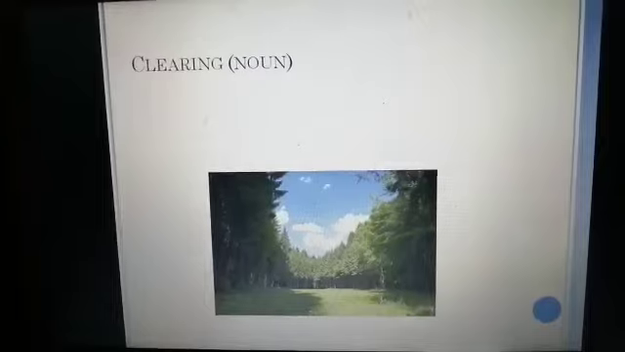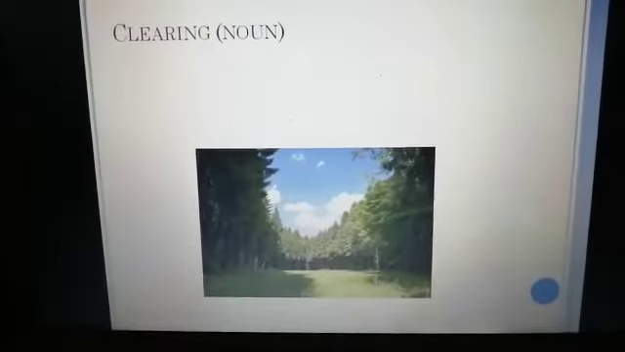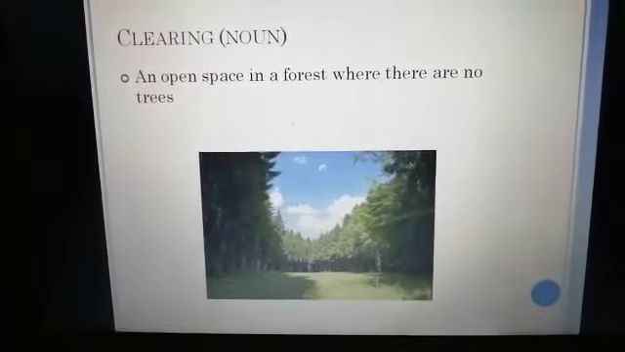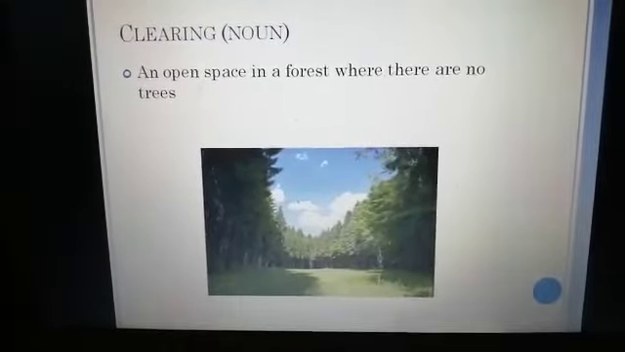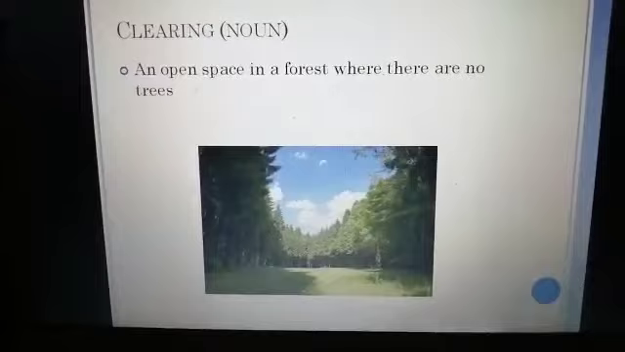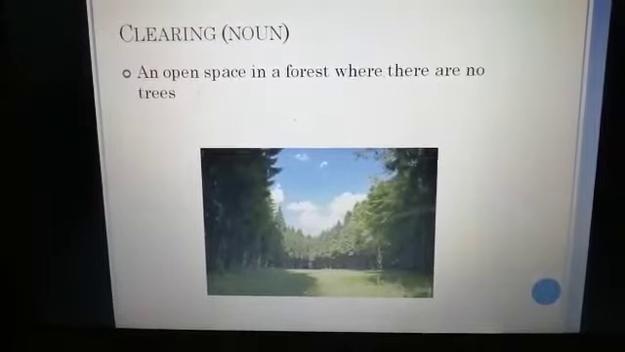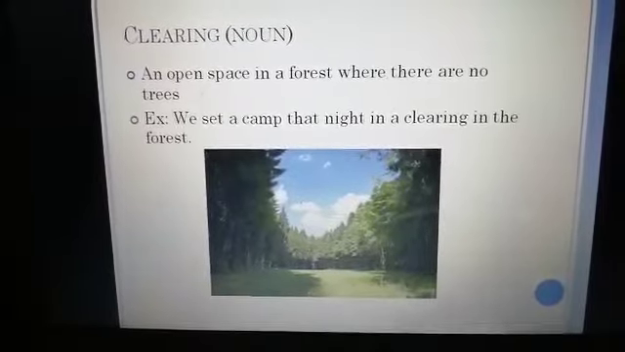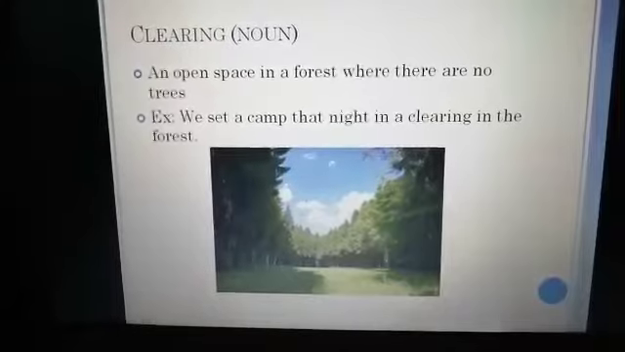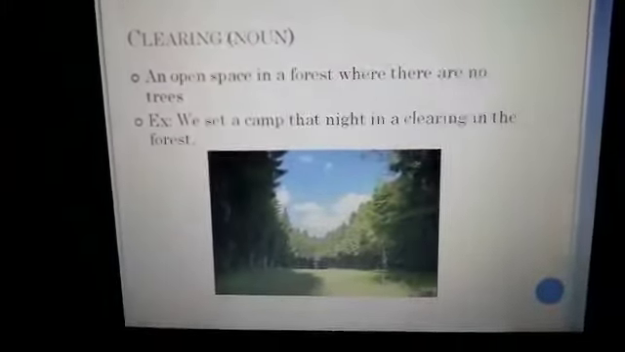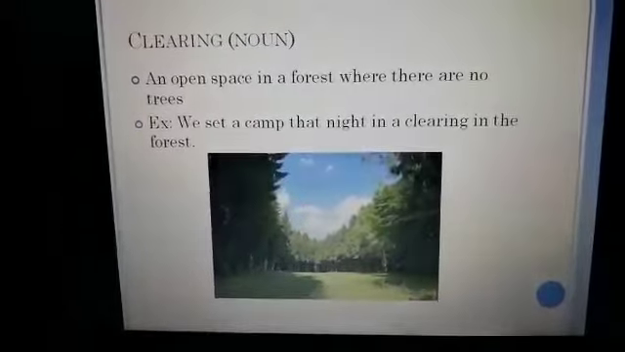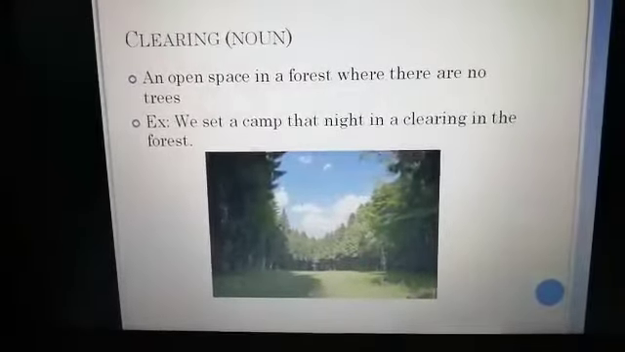Clearing, it's a noun, as you can see. It's an open space in a forest where there are no trees. For example, we set a camp that night in a clearing in the forest. We set a camp that night in an open space where there are no trees.